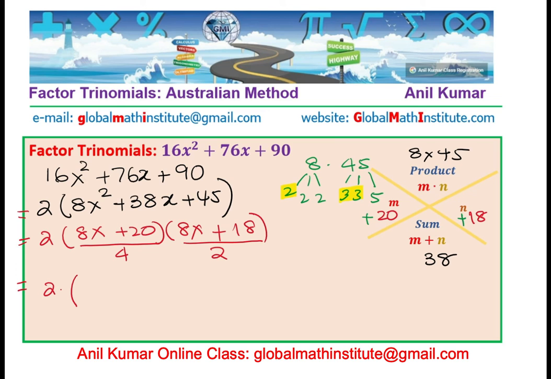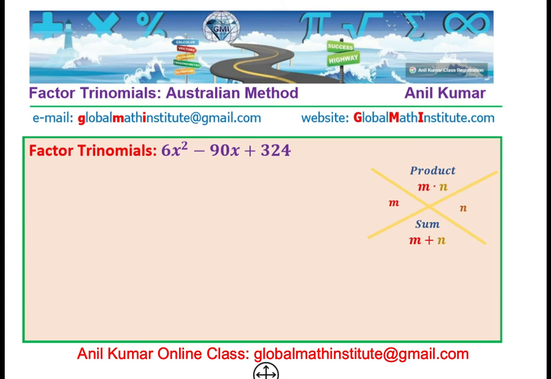So we get 2 times, and if I do this, we get 4x. 4 divided by this is 2x plus 5. And here we get 4x plus 9. So that becomes the solution for factoring 16x squared plus 76x plus 90. Clear? Now, 6x squared minus 90x plus 324 is the next question. You can pause the video and answer this question.